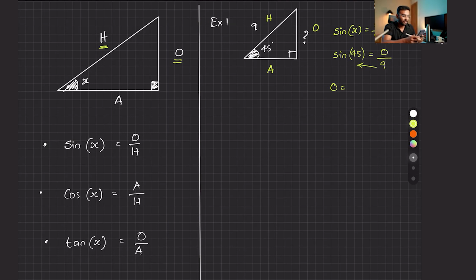So that would be 9 times sine 45, and I'm getting a value of 6.36 centimeter. Okay, now watch. So that's that. I'm going to take the same triangle. So this is example number 2.